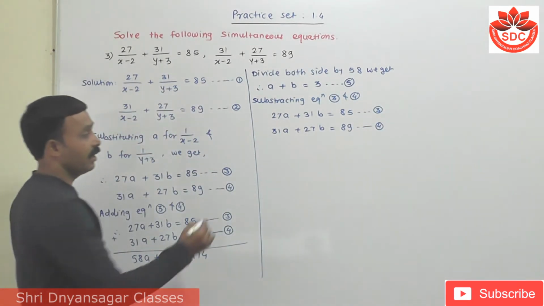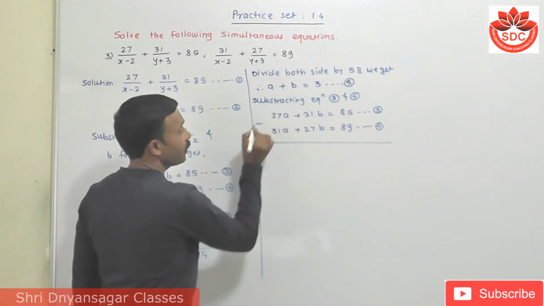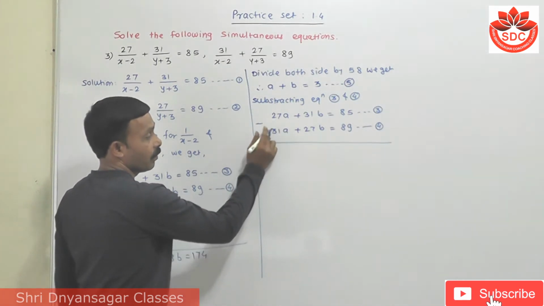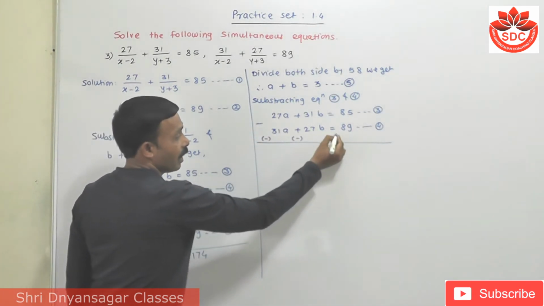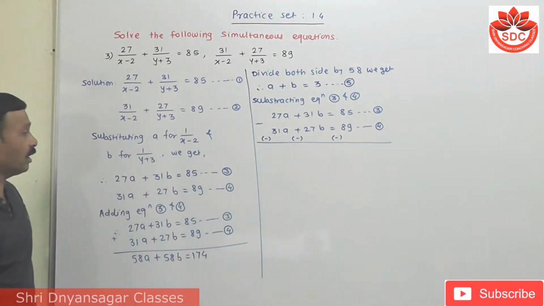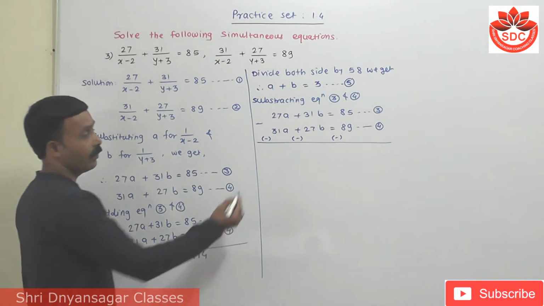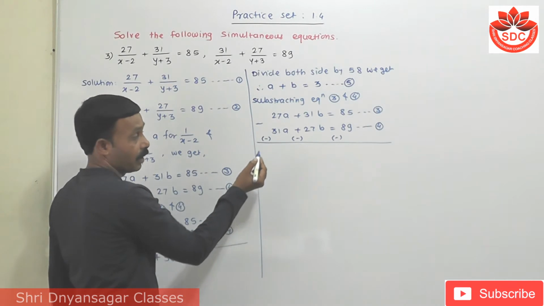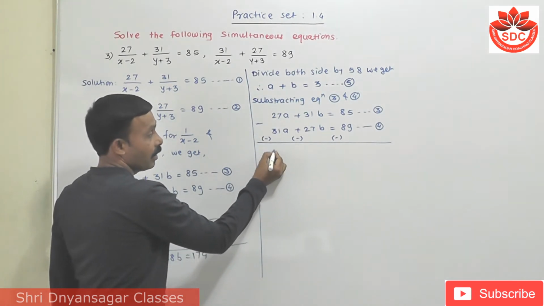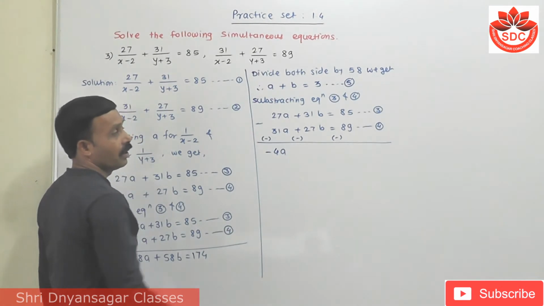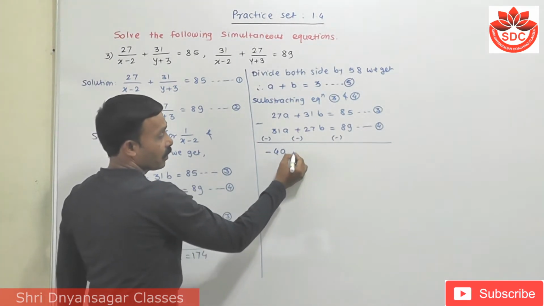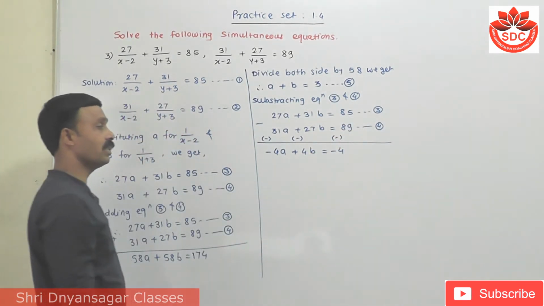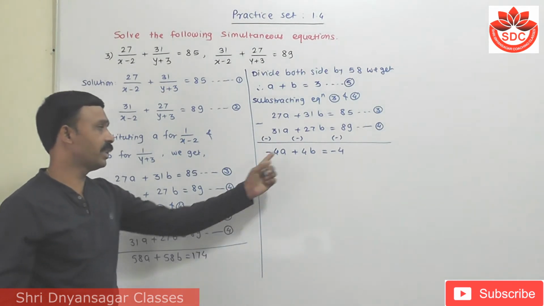Then we subtract. We know that when we take subtraction, the signs of the second equation change. So plus becomes minus, this is also minus and this is also minus. Then we take the subtraction of these two. Look carefully: 31 is minus and this is plus, so give the sign of the bigger number. Taking the subtraction, we get minus 4a. Here is plus 31b and minus 27b, so plus 4b is equal to the subtraction, which becomes minus 4.